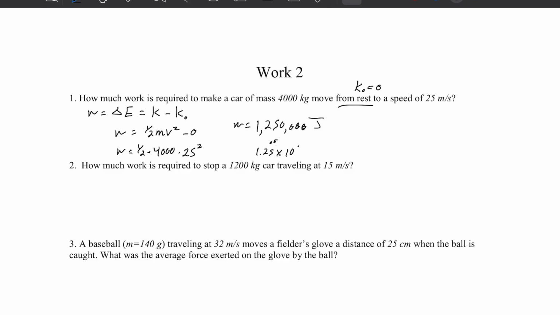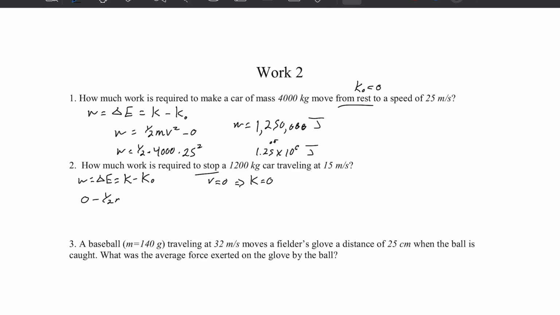How much work is required to stop a 1,200 kilogram car traveling at 15 meters per second? If you're stopping a car, the final kinetic energy is zero because the final velocity is zero. How much work is required? Well, if you're removing all of the energy, that's the change of energy. So let's find out how much energy it had when it was moving. That's the initial velocity because it's coming to a stop. The final velocity is zero. So final minus initial will have zero minus the initial kinetic energy.